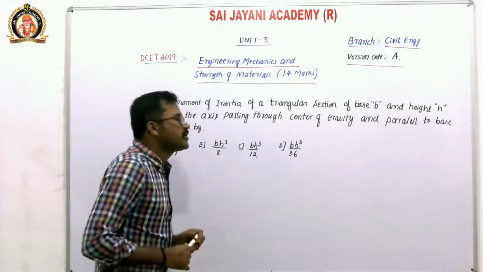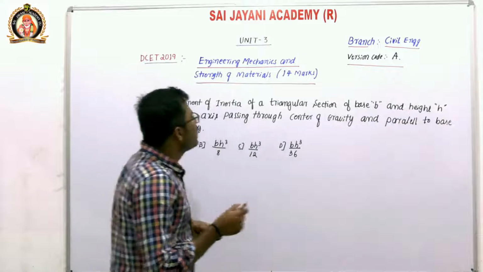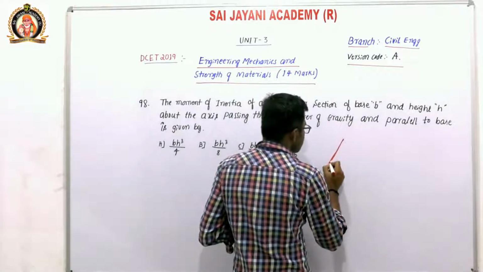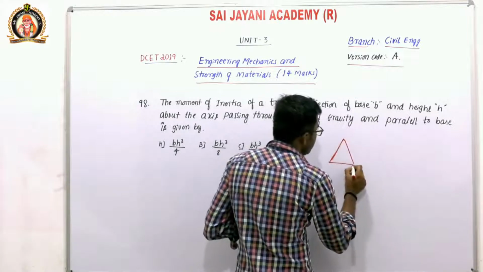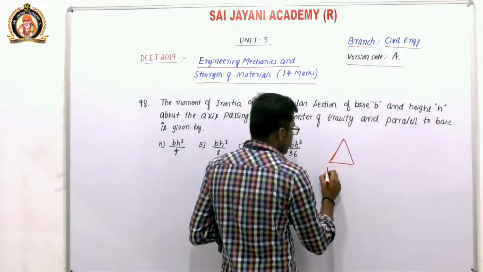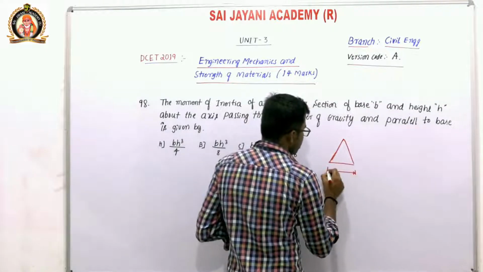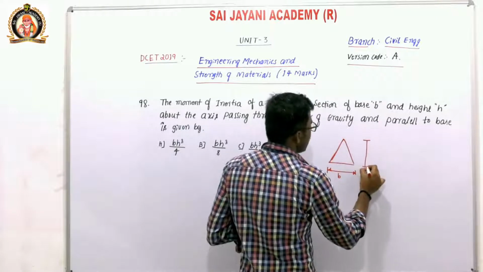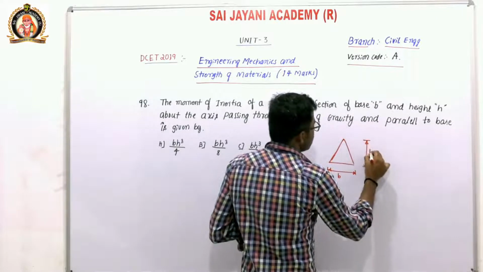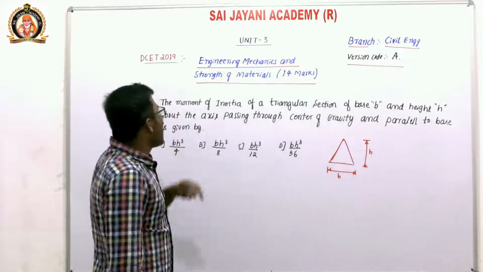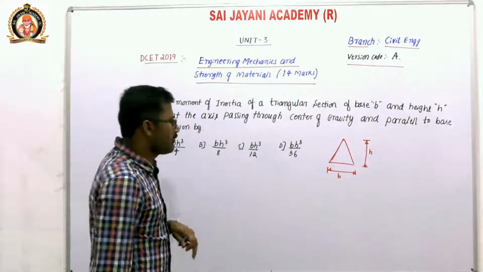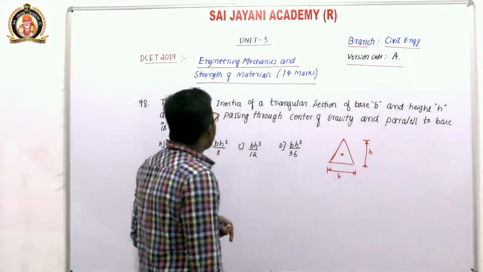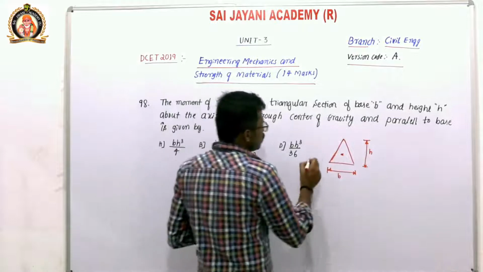So the moment of inertia of a triangular section of base B and height h, about the axis through the center of gravity, so about the center of gravity and parallel to the base.